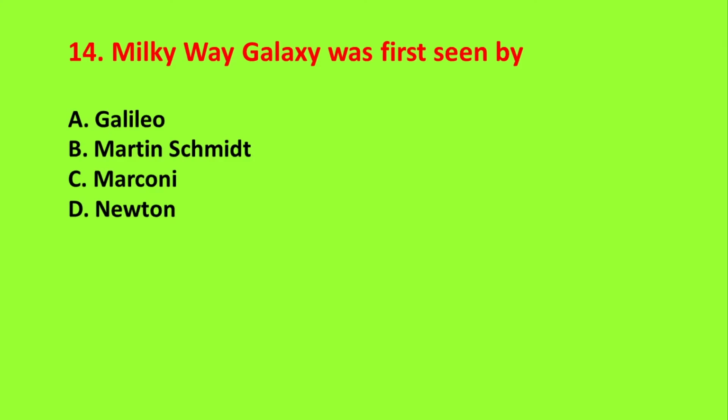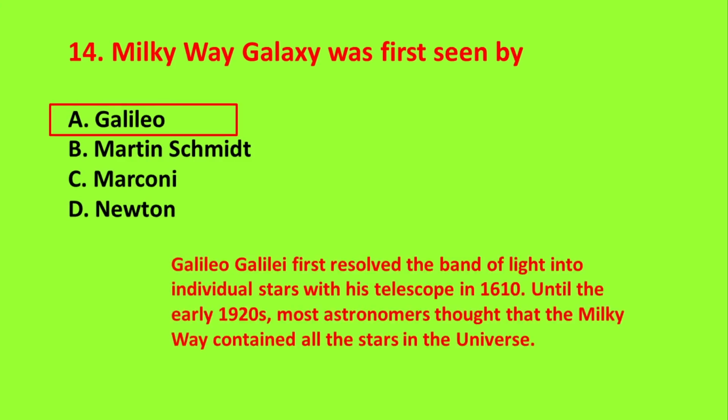Galileo, B. Merton Smith, C. Marconi, D. Newton. The correct option is option A. Galileo. And for your kind information, Galileo Galilei first resolved the band of light into individual stars with his telescope in 1610. Until the early 1920s, most astronomers thought that the Milky Way contained all the stars in the universe.